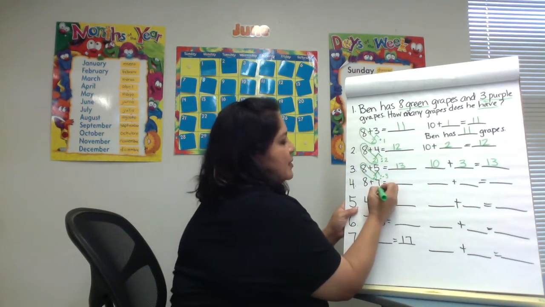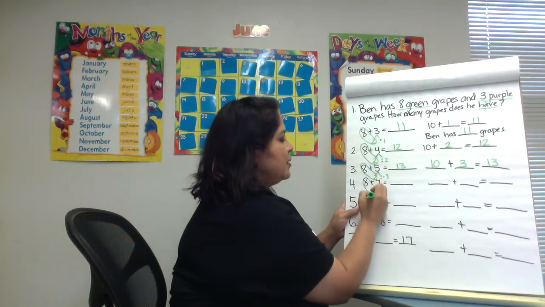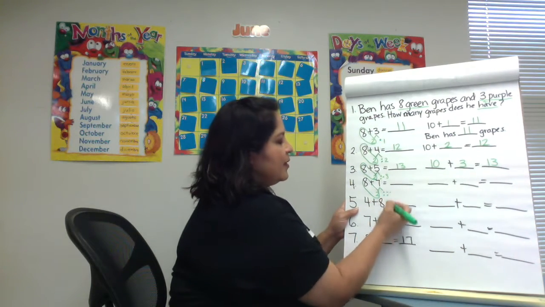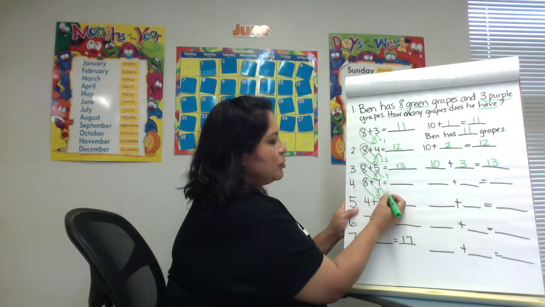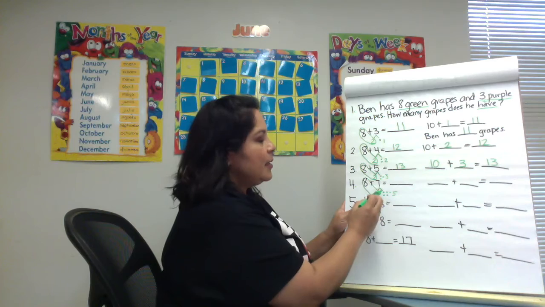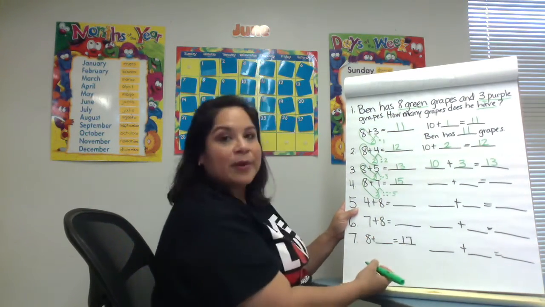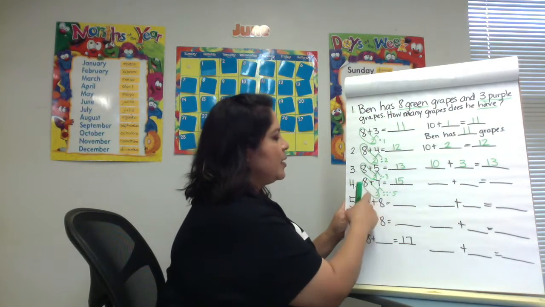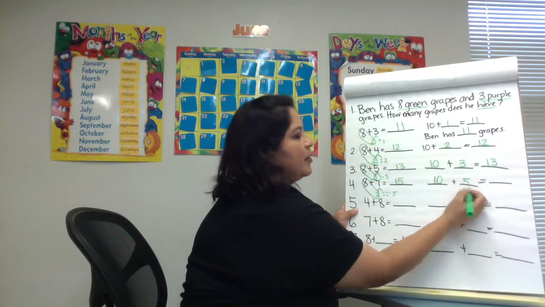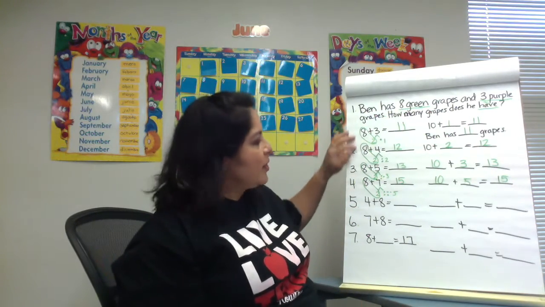Here, 8 plus 7 equals what? Again, we need 2 to make 10, and it's 2, 3, 4, 5, 6, 7, right? That's 1, 2, 3, 4, 5 dots, right? So it's 10, 11, 12, 13, 14, 15, right? That's how we got our 15 because we keep adding. And then 10 plus 5 equals 15. Okay? So that is how we do this part.